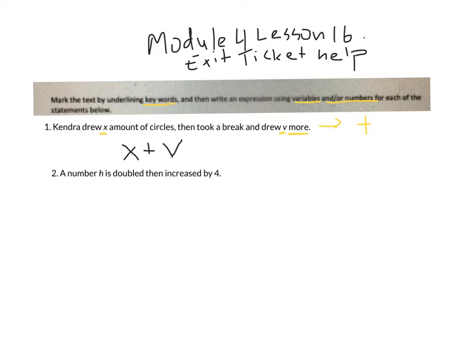And what I'm going to do for these ones is I'm actually going to go red for keywords. Let me get that looking better. Red for keywords, blue for variables, and green for numbers, okay? So let's go ahead and color code that underlining in our statement here. So a number H is our variable. Oops, wrong color.